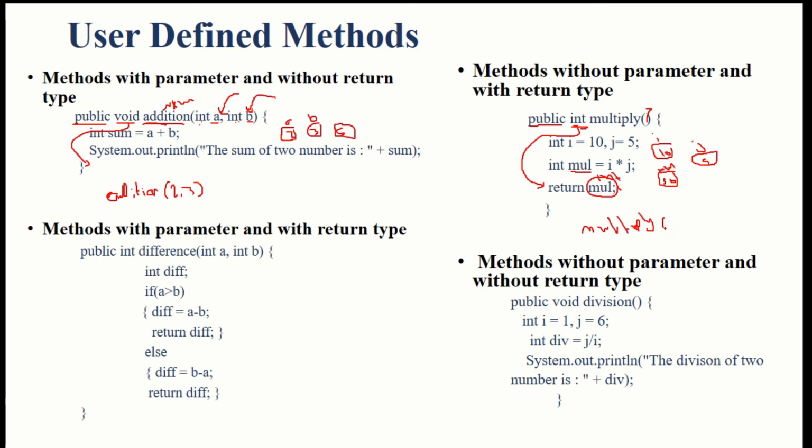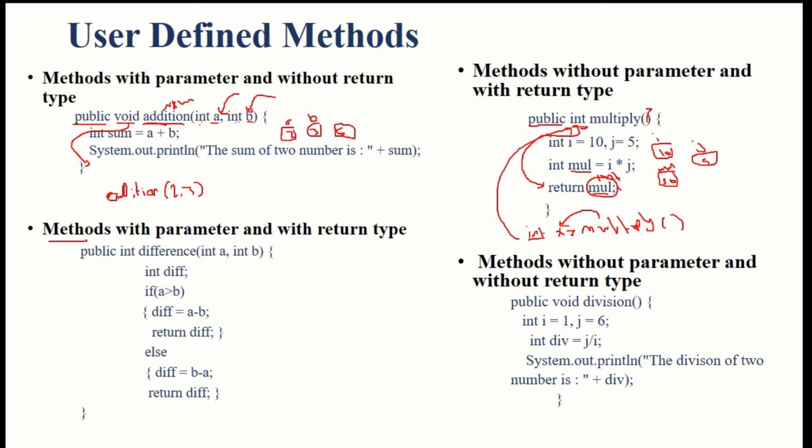But there's one thing: there's no parameter given to the function, and because the function returns an integer, the value from the function has to be stored in an integer variable. So when the function is called, it will do the calculation, and mul will be returned and saved into this variable with the same type as the return type of the function.